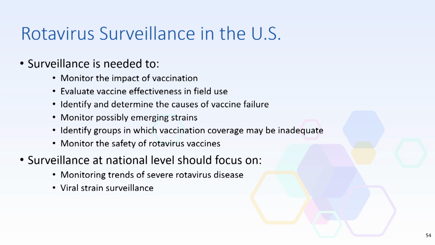Since nearly every unvaccinated child develops rotavirus gastroenteritis by 5 years of age, and confirming a diagnosis of rotavirus requires laboratory testing of fecal specimens, identification of every case of rotavirus is not practical or necessary at this stage of the rotavirus vaccination program. Instead, surveillance efforts at the national level should focus on monitoring trends of severe rotavirus disease, such as rotavirus hospitalizations or emergency department visits. These efforts may also include more intense surveillance at some sentinel sites. In addition to surveillance for severe disease, viral strain surveillance is also essential.